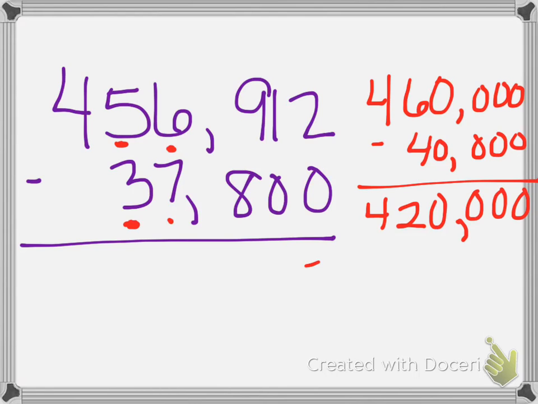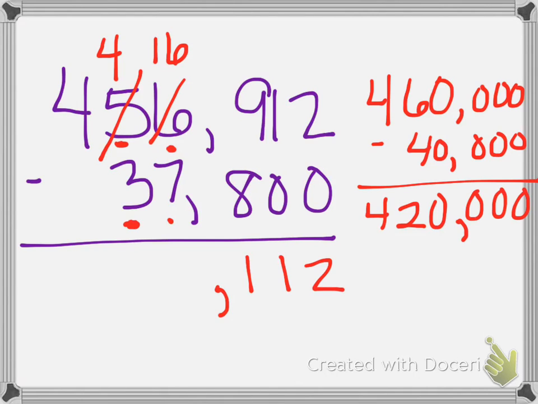2 minus 0 is 2. I can do 1 minus 0 is 1. 9 minus 8 is also 1. So the ones period is pretty easy. Then I see I cannot take 6 minus 7. I don't have enough. So I come next door and I take 10,000, and I give it to the thousand.